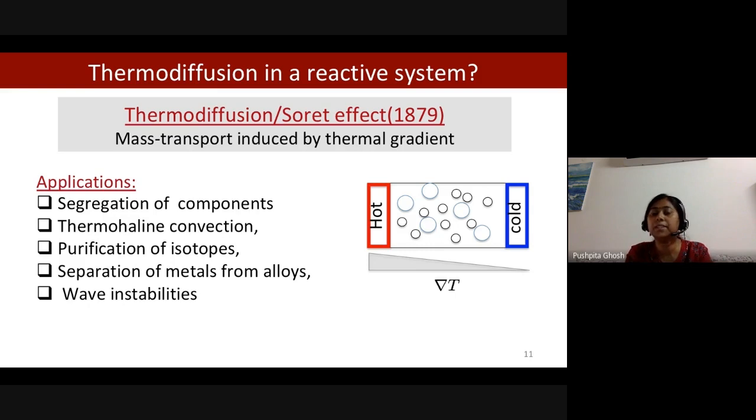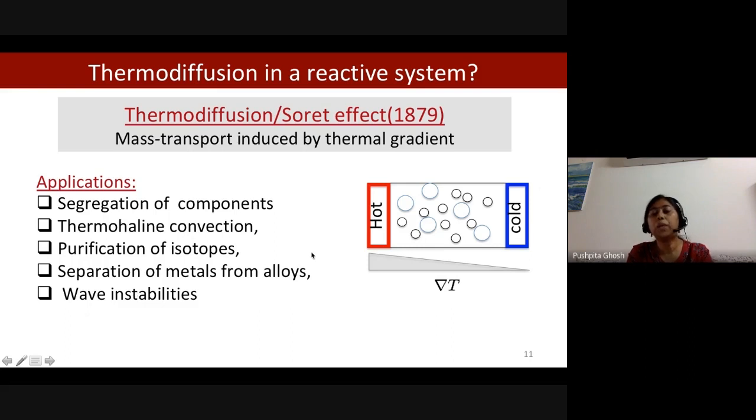This temperature gradient, this thermodiffusion, has been utilized in many applications to segregate different components. Some of the species move towards the hot end, or some species may move towards the cold end of the reaction chamber, and you can have segregation. There are many applications so far: people have used thermohaline convection, purification of isotopes, separating metals from alloys, and also different kinds of wave instabilities.